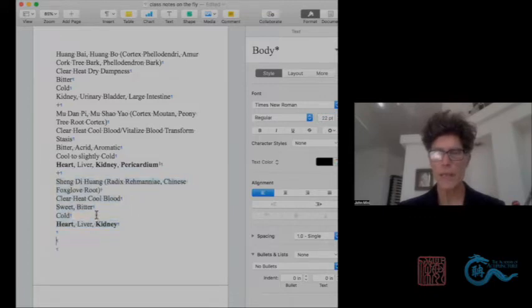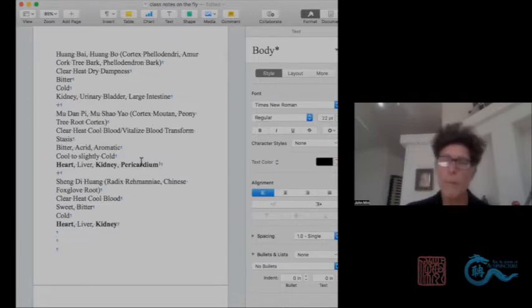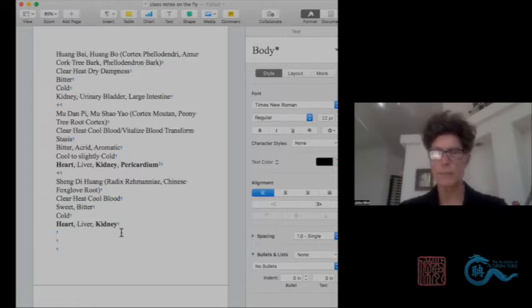Look what we're doing. We're stacking that heart and the kidney. And look what happens here. We've got a liver pericardium synergy going on. So this is a very strong synergy going on between the Huangbai, the Danpi, and the Shengdi like this, huh? Very, very strong. So we have the kidney with the UB up here. We got the large intestine, the liver here, also with the kidney here, and internally with the Huangbai. Pericardium plus the liver.